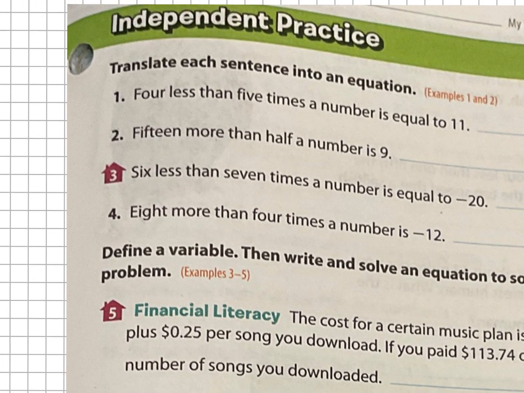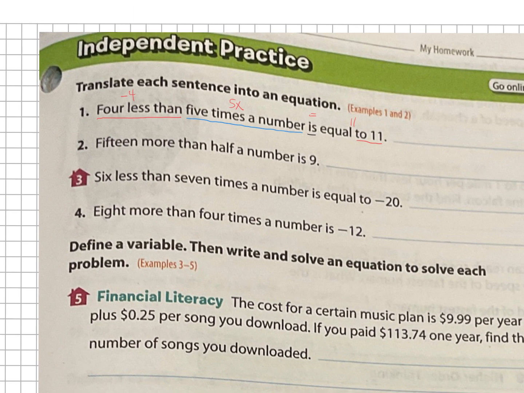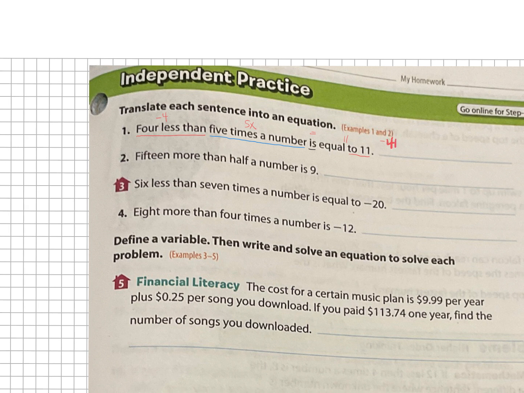Remember, for these, we can go word by word. 4 less than. Next part, 5 times a number. Next part is 11. 4 less than, that's minus 4. 4 less than something. 5 times a number, that's 5x. Is equal to 11. Okay, so that's pretty easy. You could either say -4 plus 5x equals 11, or 5x minus 4 equals 11. They're exactly the same thing.